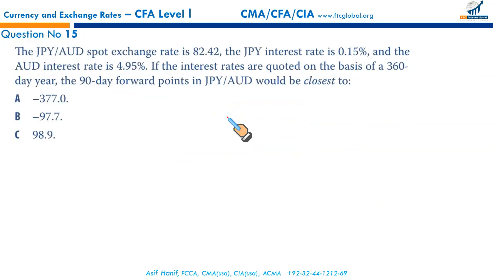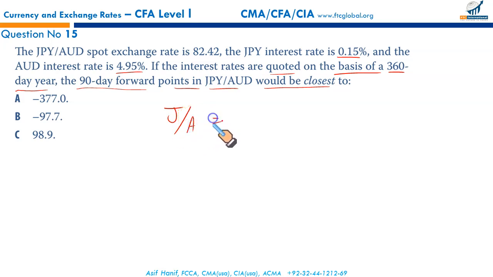All right, next. The Japanese yen per Australian dollar spot exchange rate is 82.42. The Japanese yen interest rate is 0.15% and the Australian interest rate is 4.95%. If the interest rates are quoted on the basis of a 360 day year, the 90 days forward points in Japanese yen per Australian dollar would be closest to. We know what to do. What we have is 82.42 Japanese yen per Australian dollar, right?